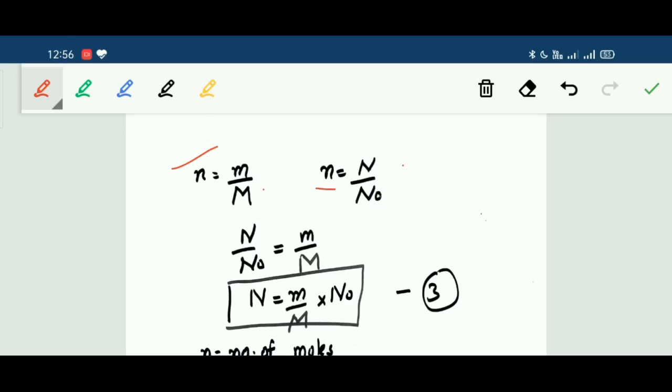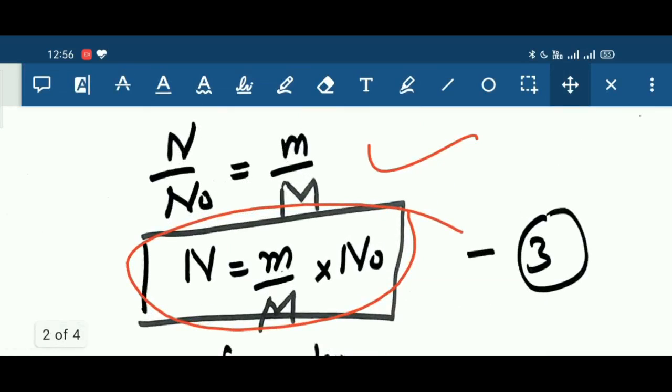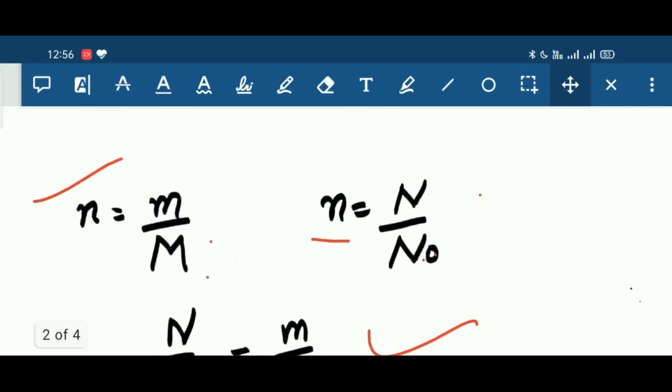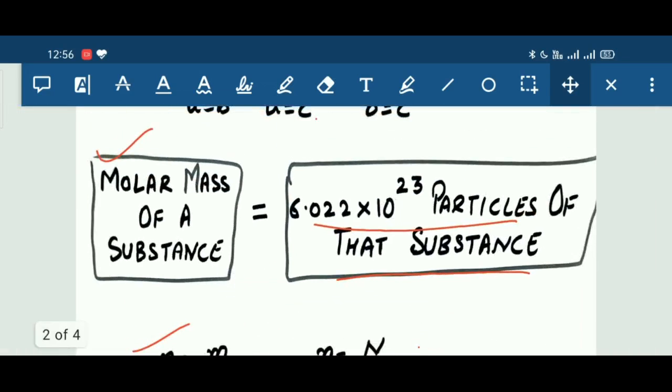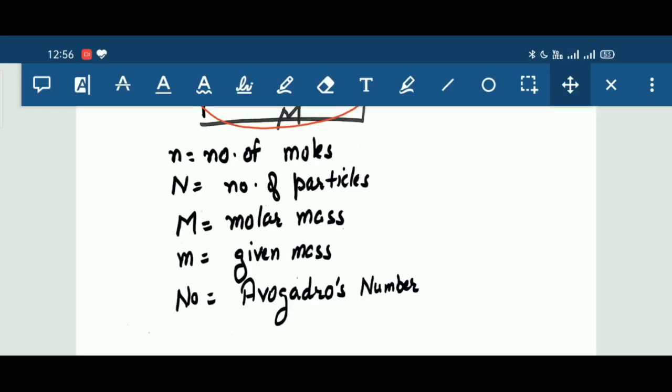From 1 and 2 we can say these two are equal to each other, that is capital N upon N naught is equal to small m by capital M, or in short we can say capital N is equal to small m upon capital M into N naught. This is the formula that establishes the relation between mass and particles of that substance, where small n is equal to number of moles, capital N is equal to number of particles, capital M is equal to molar mass, small m is equal to given mass, and N naught is equal to Avogadro's number.